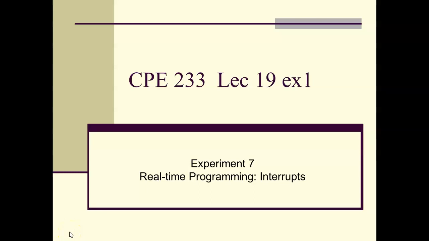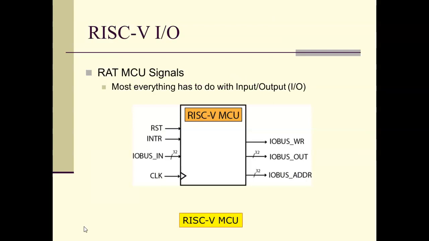This is lecture 19, example 1. So this is going to be our first example using an interrupt-driven program. These examples are very simple. And the issue is that we use interrupts to avoid polling, yet these examples have polling.